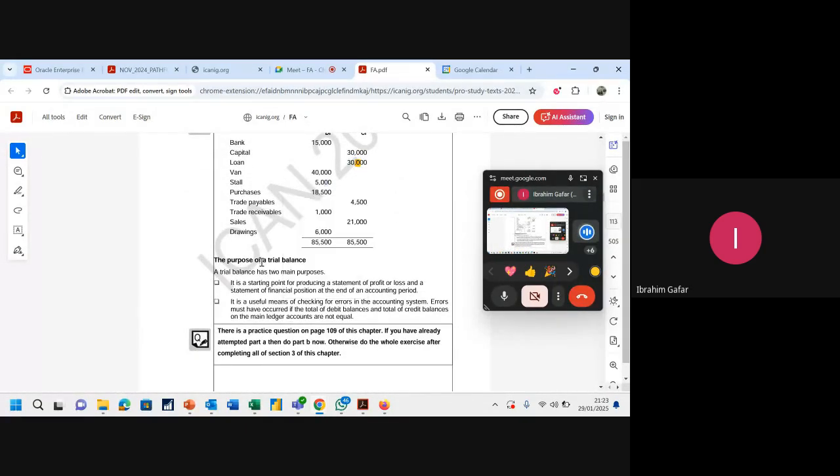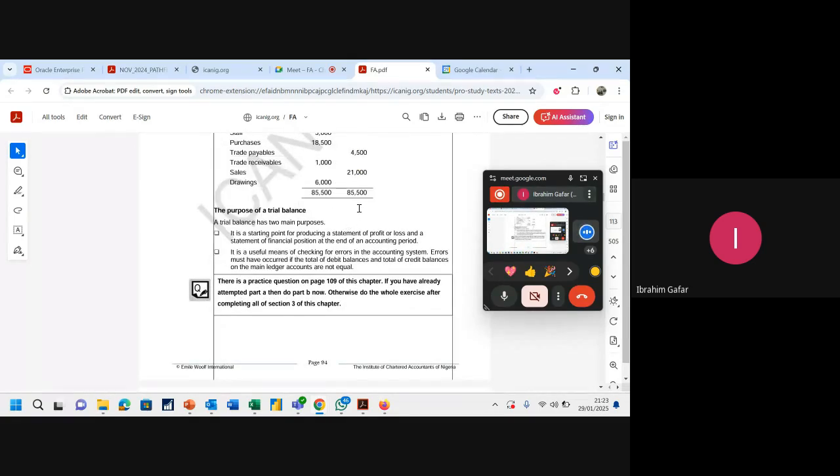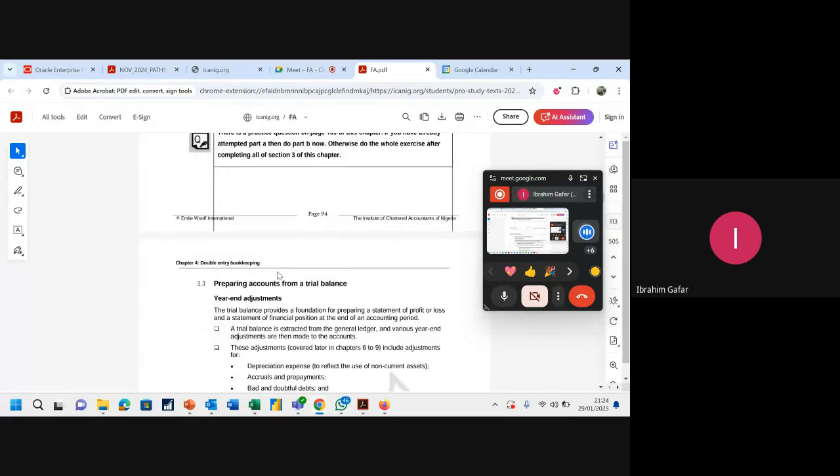So the purpose of trial balance is to produce a statement of profit or loss and a statement of financial position at the end of the accounting period. So it's the starting position. When your trial balance is done, you can use it to prepare your profit or loss. You can use it to prepare your statement of financial position. That's what we're trying to say. And it's a way of checking error, like I defined the other time, that it is used to test the arithmetic accuracy of the ledger, whether what they have done is correct or not. Your trial balance will show where you're having issues.